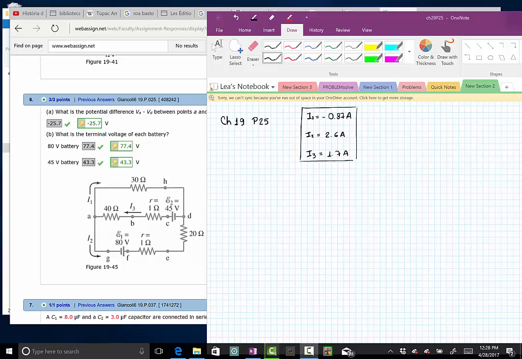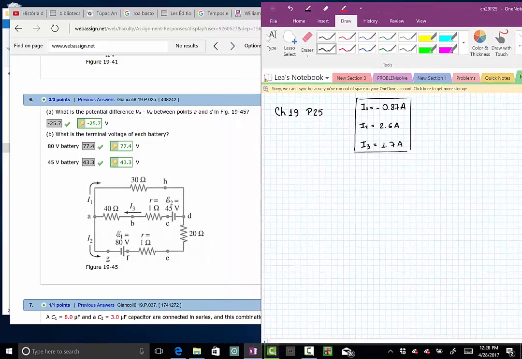There is also a YouTube video about it, and in that problem we found the values of those currents. So we already have the values of those currents, and now we are going to continue and answer some questions that WebAssign is asking us.